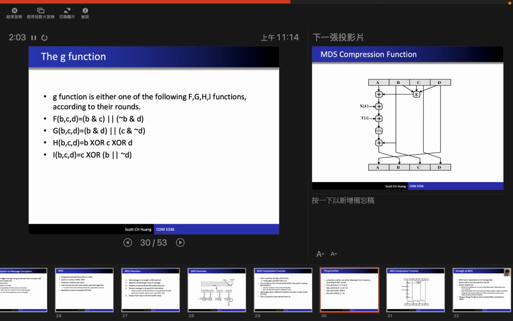These are bitwise operations, I'm sorry, not logical. Bitwise AND, bitwise OR, and negation. So it's a combination of those. And here we have an XOR, these bitwise operations. So they are very fast compared to other symmetric encryption algorithms.